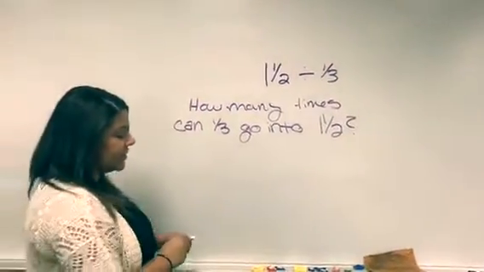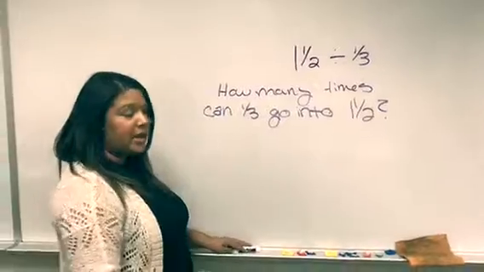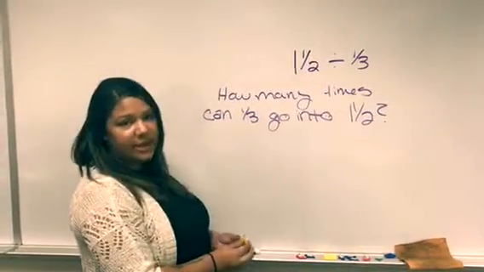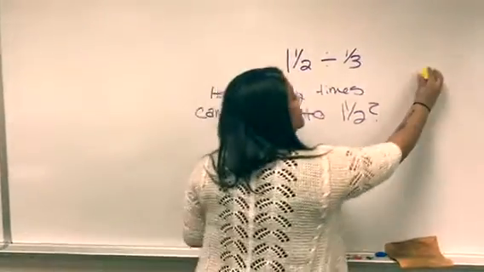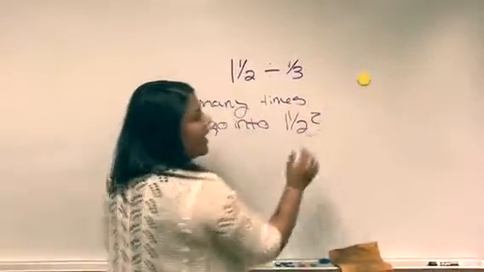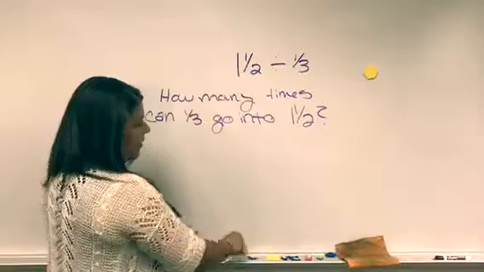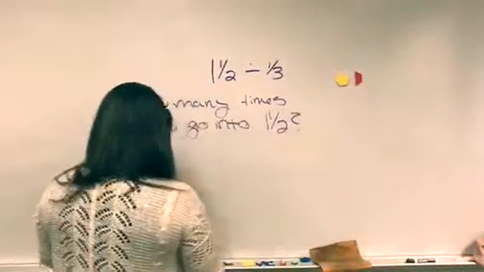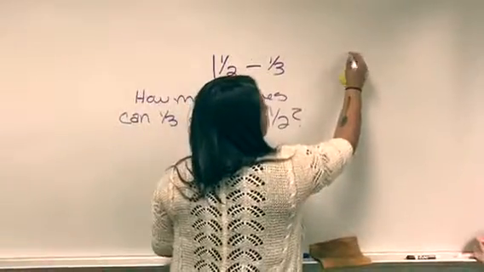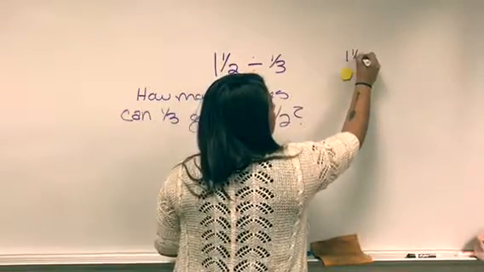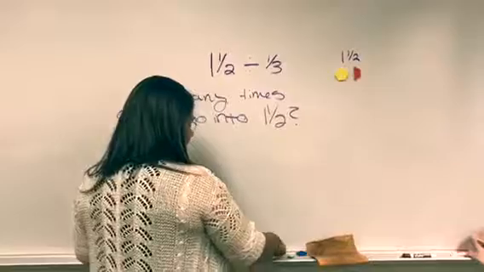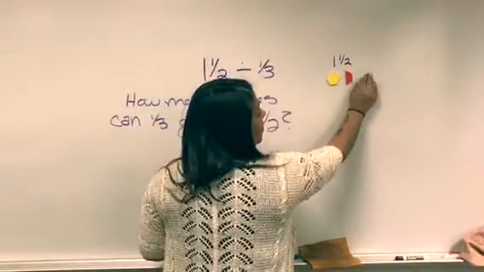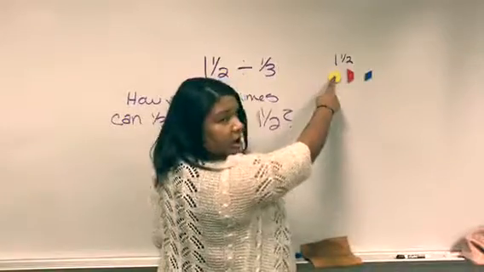So I'm going to demonstrate this using pattern blocks. And the first thing we want to make sure we identify is what's going to be our whole. So I'm going to use this hexagon as our whole. And then I'm going to put half of it up here to represent the 1.5. And then we have a rhombus that is 1/3 of our hexagon.